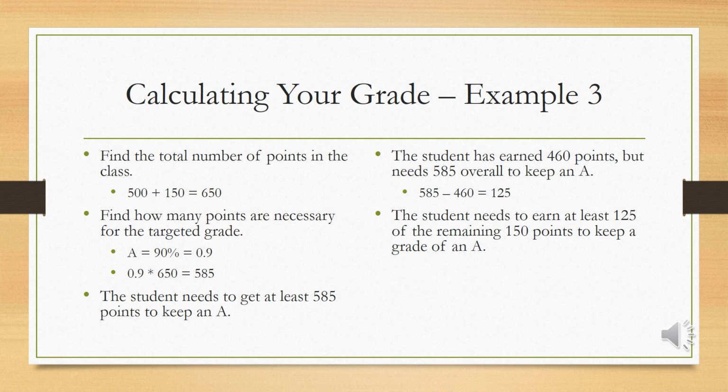The student has already earned 460 points, but needs 585 to keep the A. So you take 585 minus 460 and you get 125. So the student needs to earn at least 125 of the remaining 150 points to keep a grade of an A.